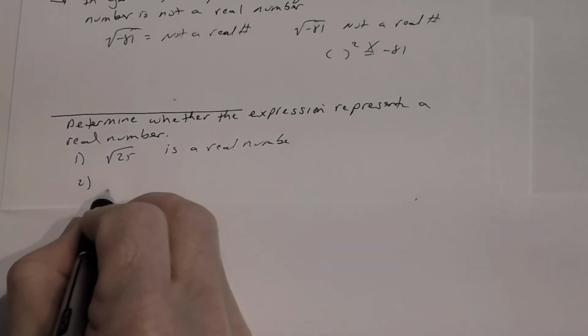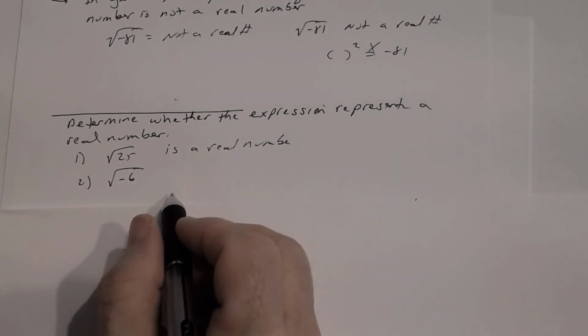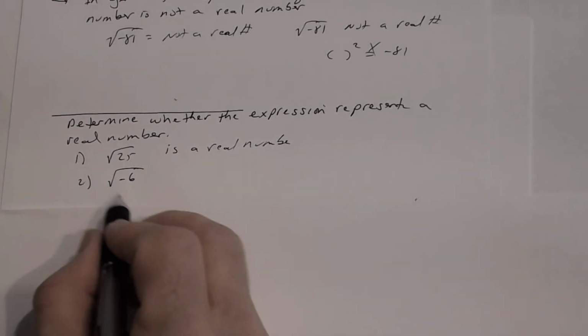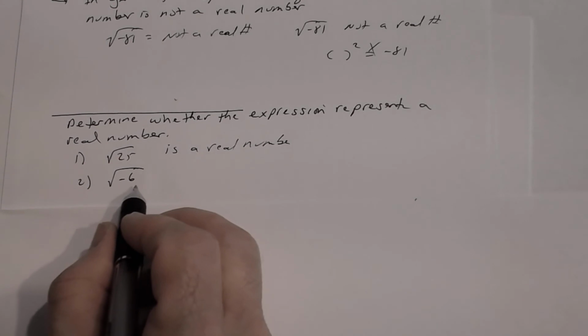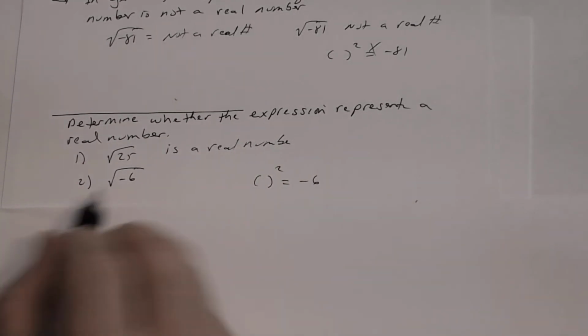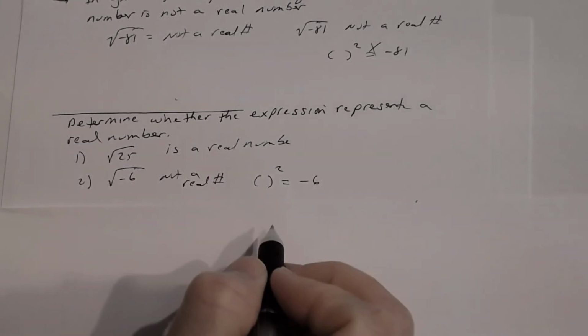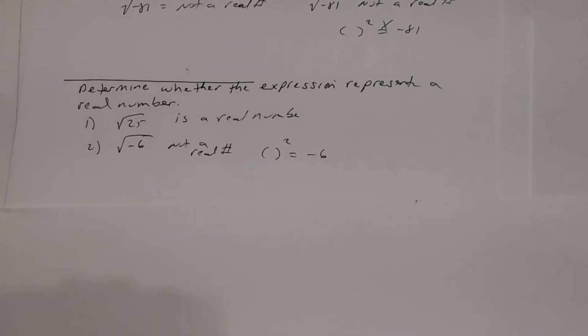Number 2, what about the square root of negative 6? Is the square root of negative 6 a real number? Right away you say no, because the radicand is negative. There is no real number times itself that's ever going to be negative 6. So it's not a real number. Okay? What about number 3?